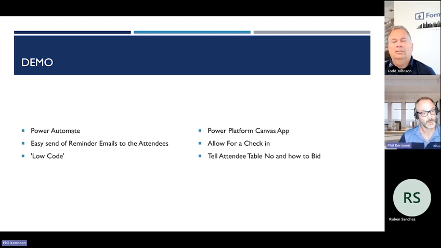So we've already shown the Power Automate, the easy send of those reminder emails. So that's great that they've shown up. And then the next thing we're going to do is sit at the desk. We're going to come in and say, hi, Todd 3, we're going to check you in. And Todd says we're going to give you a table number and tell you how to bid.